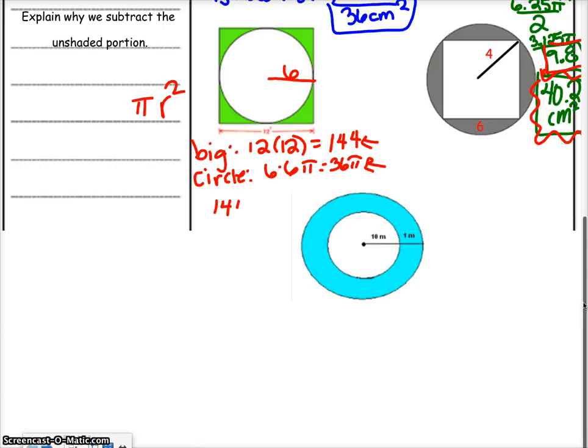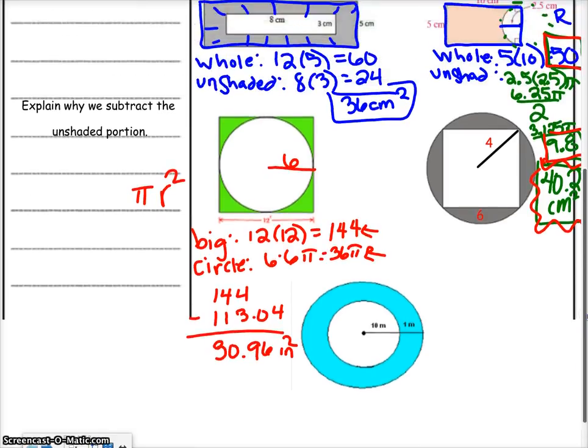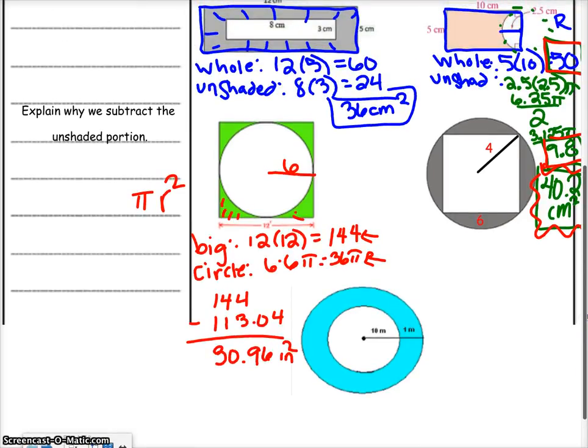So 144, take away 113.04. 30.96. Looks like it's inches. Now notice it's not that big, but do you see? The shaded part isn't that big. It's just a little area. So I found my whole area, I found the circle area, and now I'm pulling the circle out, and that leaves the shaded.